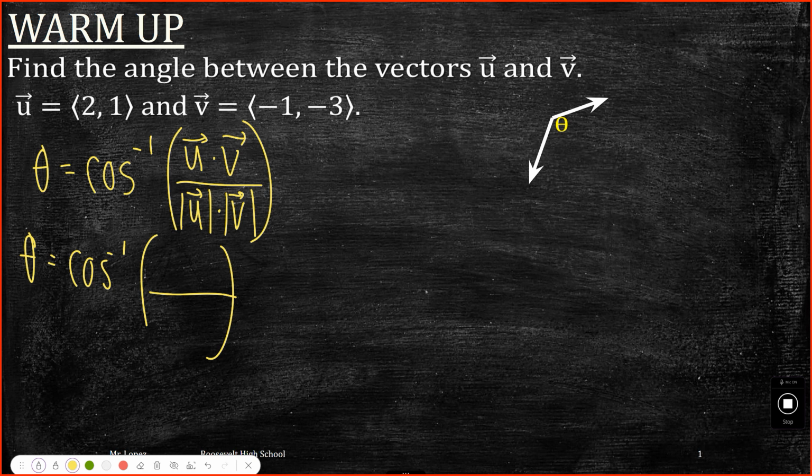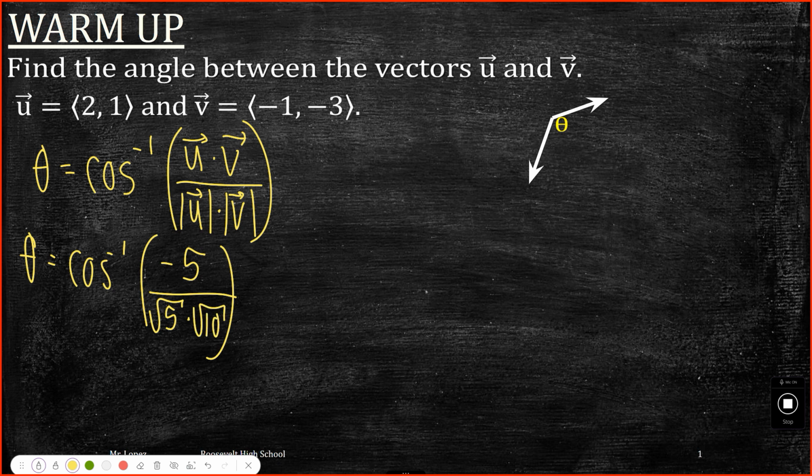What is the dot product? What is the answer? Is it negative 5? It's negative 5? Yeah? The magnitude of each, the square root of 2 squared plus 1 squared, 2 squared is 4 plus 1, square root of 5. I'm going quick with this. And then the magnitude of v, square root of 10. Is it square root of 10? Square root of 10.